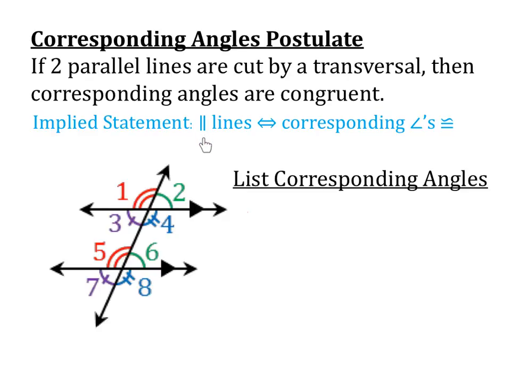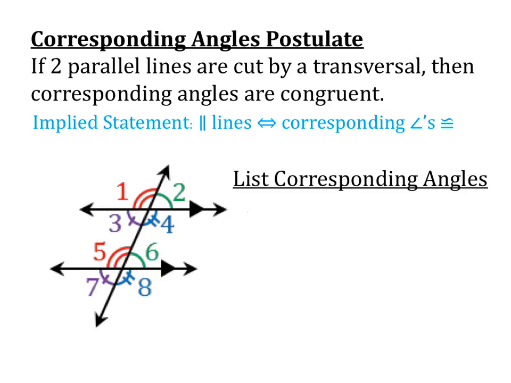Shorten that down to an implied. Parallel lines imply corresponding angles congruent. So if you remember from the previous lesson, corresponding angles are the ones that are on the same side of the transversal and in the same position of the lines. Well, now our lines have a special relationship. They're parallel. So when you have parallel lines cut by a transversal, then corresponding angles are congruent.